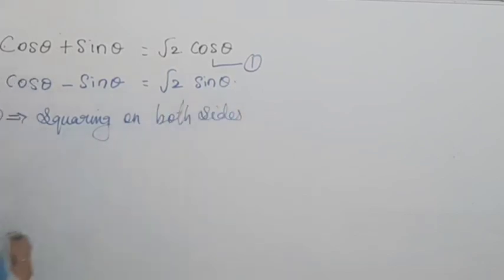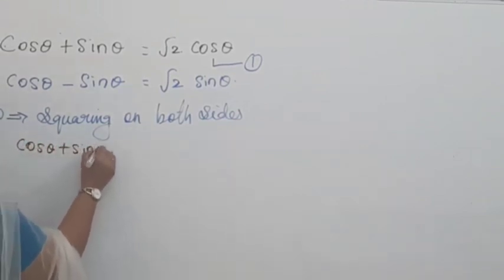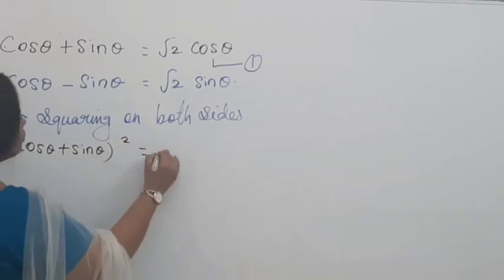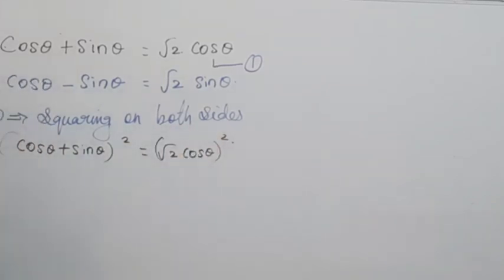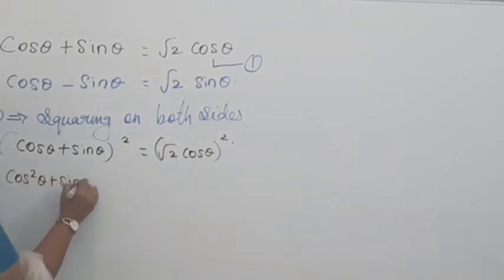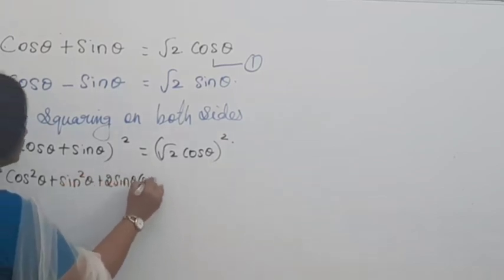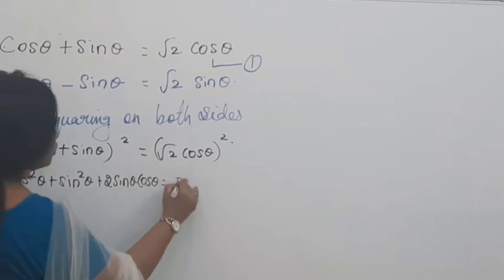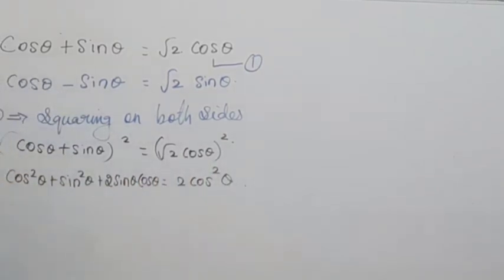So, what will happen here? That is equal to (cos theta + sin theta) the whole square is equal to (root 2 cos theta) the whole square. Hope you get this point. Now I am going to expand: cos square theta plus sin square theta plus 2 sin theta cos theta is equal to 2 cos square theta. Hope you get this point.